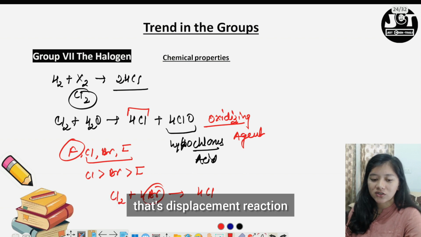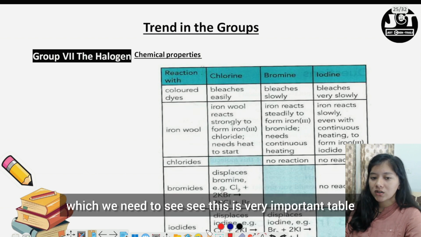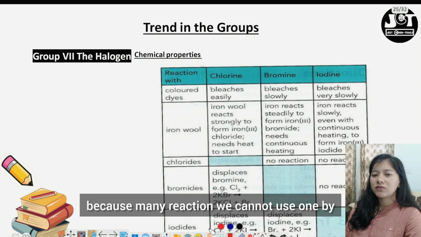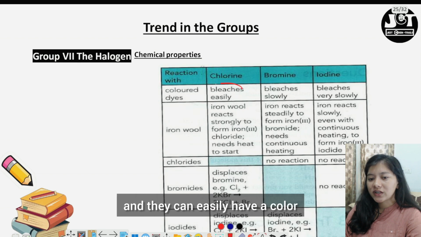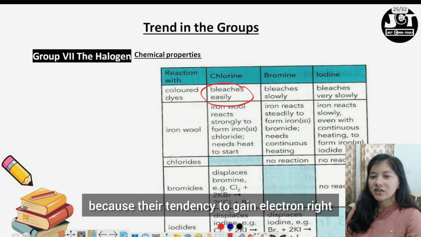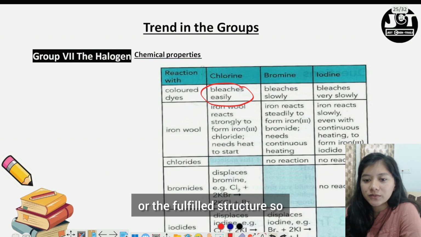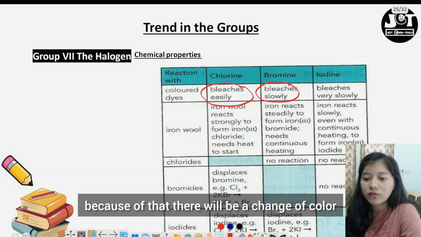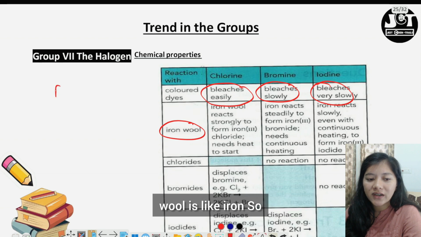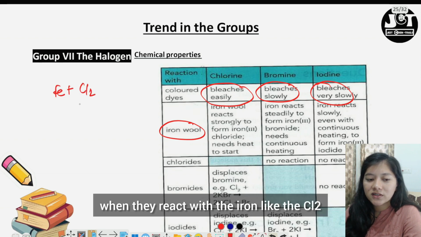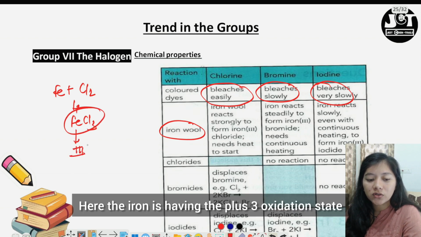That's the displacement reaction. We have given here this table which we need to see. This is a very important table because many reactions we cannot go through one by one. First, halogens can easily have a color because of their tendency to gain electrons, right? Their structure is not complete or fulfilled, so there will be a change of color or bleaching going on. Then if they react with iron wool, which is like iron, then Cl2 will form an FeCl3 type structure. Here the iron is in the +3 oxidation state.